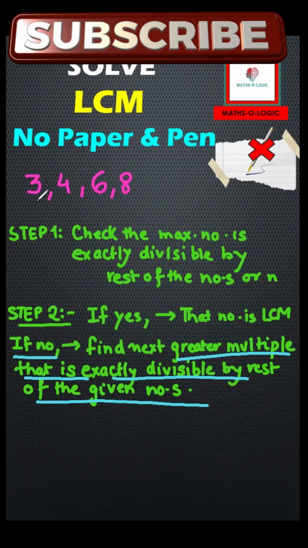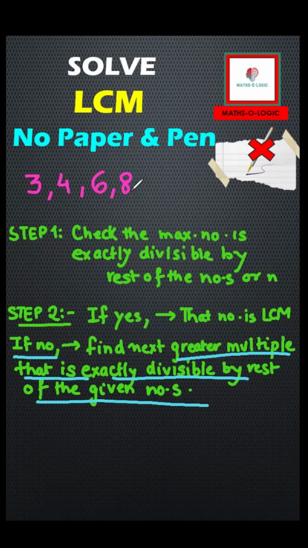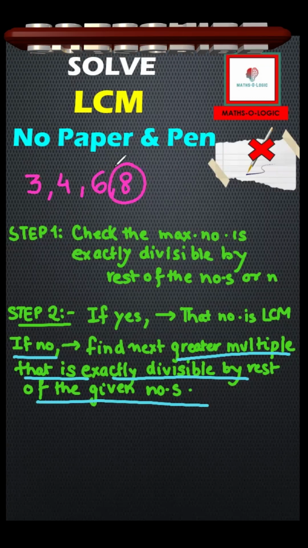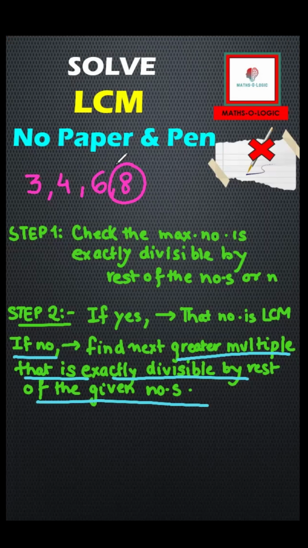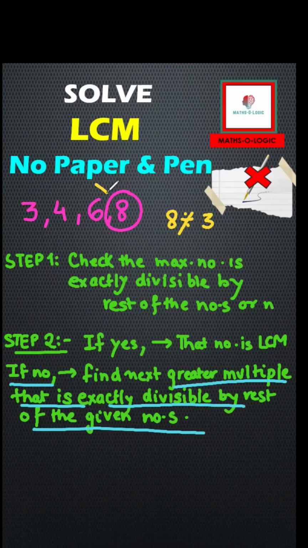So to find the LCM of 3, 4, 6, 8, what am I going to do? I'm just going to check for the maximum number, that is 8, and see whether this 8 is divisible by 3, 4, or 6 exactly or not. So 8 is not exactly divisible by 3. So what I can conclude here is that 8 is certainly not the LCM for these 4 numbers.